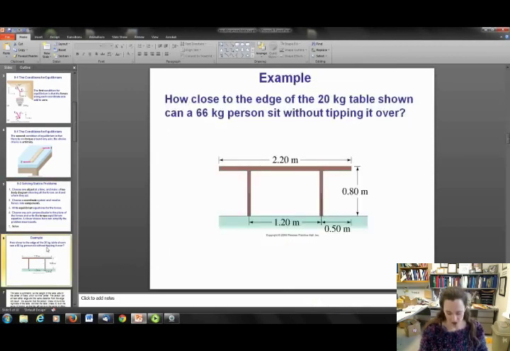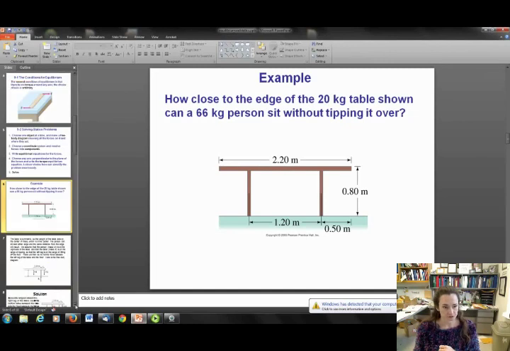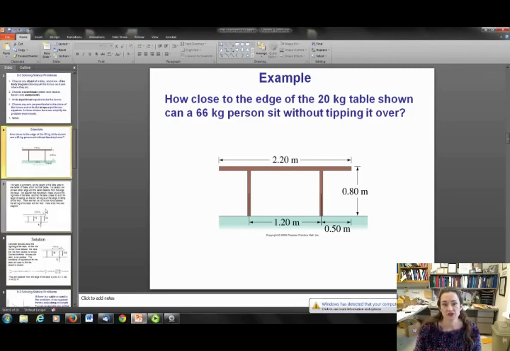So here's an example problem from your book. And this one says, how close to the edge of this 20-kilogram table can a 66-kilogram person sit without tipping it over? Okay? So between the legs of the table, you've got 1.2 meters. It's a nice symmetric table. If I were to fold it in half along the middle, it would look exactly the same. The table is 0.8 meters high, and there's 0.5 meters from one of the legs to the very edge of the table. All right, well, let's look at how to do this problem.